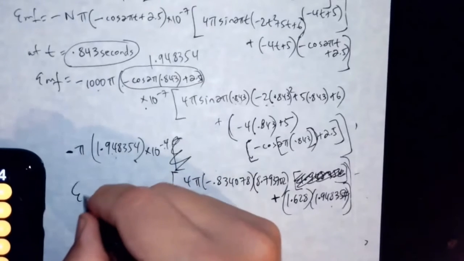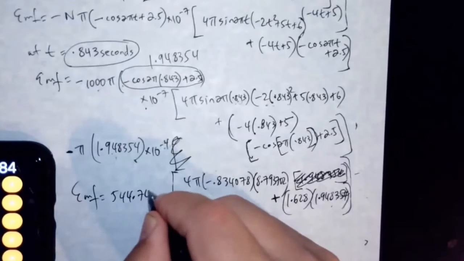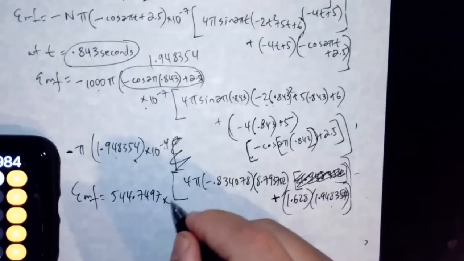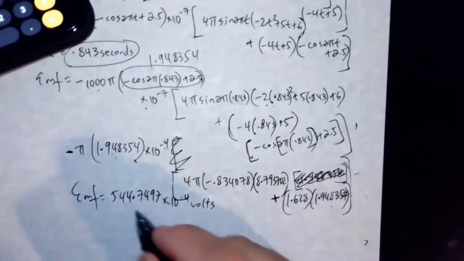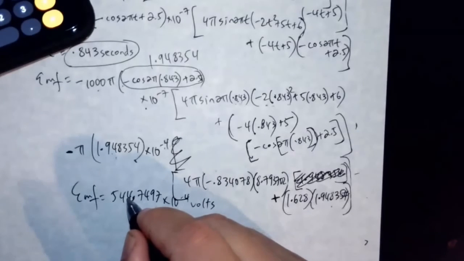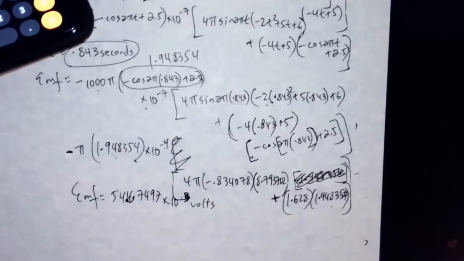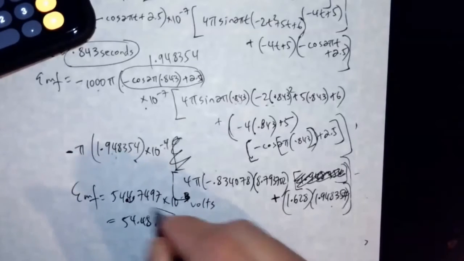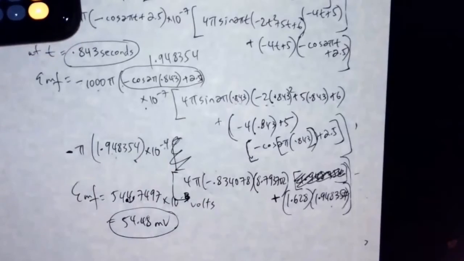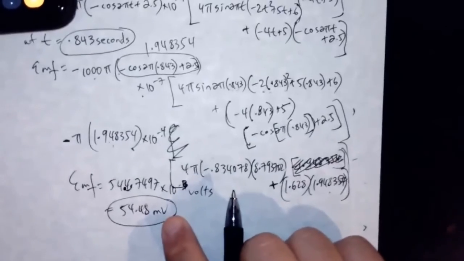Okay, so then the EMF induced is 544.7497 times 10 to the minus 4 volts. So then we could make this 10 to the minus 3. So we could say 54.48 millivolts. So that's pretty noticeable. So you induce 54.48 millivolts of voltage, right?